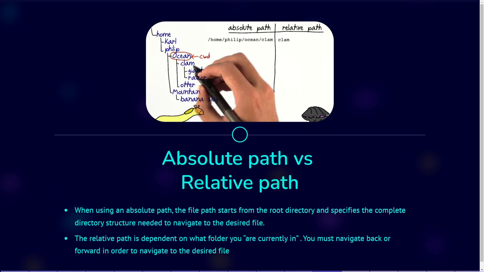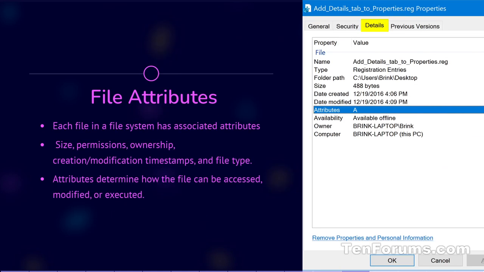There are absolute paths and relative paths. When using an absolute path, the file path starts from the root directory and specifies the complete directory structure needed to navigate to the desired file. The relative path is dependent on what folder you are currently in, such as, for example, /users/username/downloads. Each file in a file system has associated attributes that provide information about the file, such as its size, permissions, ownership, creation and modification timestamps, and file type. Attributes determine how the file can be accessed, modified, or executed.